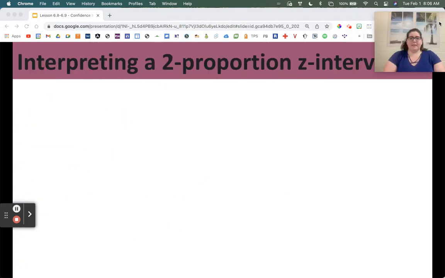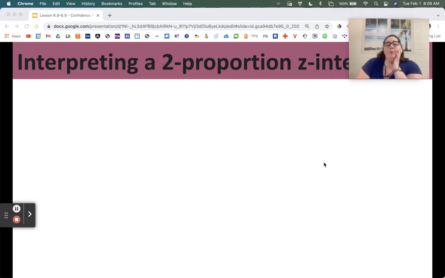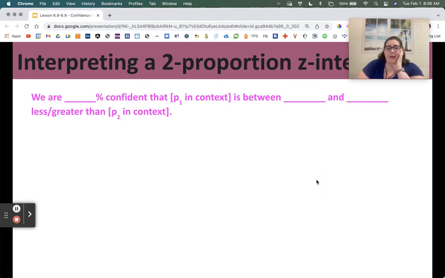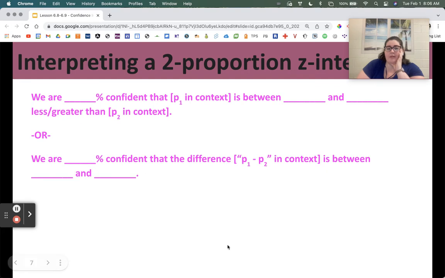So when we interpret a Z interval for two proportions, I'm going to give you some fill in the blank options that you can do for any interval. We are blank percent confident that P1 in context, the proportion of US adults who think brand names are important, is between blank and blank, less or greater. Less if it's a negative value, greater if it's a positive value, than P2 in context.